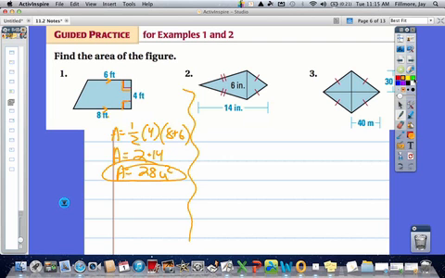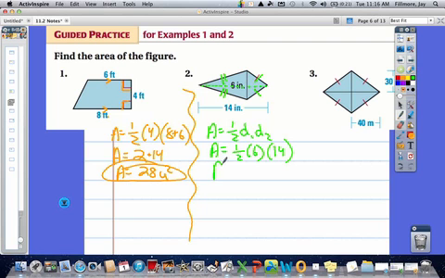For number 2, we have a kite. We know it's a kite because we have 2 pairs of congruent sides that are not across from each other. They're next to each other, so they're consecutive. That means we're going to employ the formula 1/2 times diagonal 1 times diagonal 2. Our shorter diagonal is 6, and our longer diagonal is 14. It's just labeled on the outside. We could label it on the inside as 14, but it would be kind of crowded in there, so it's labeled on the outside.